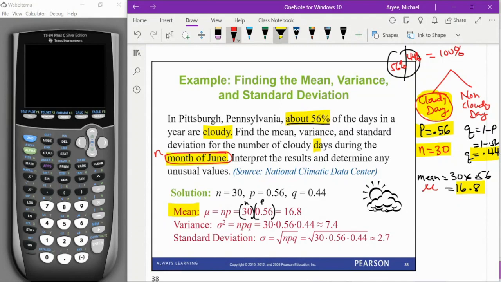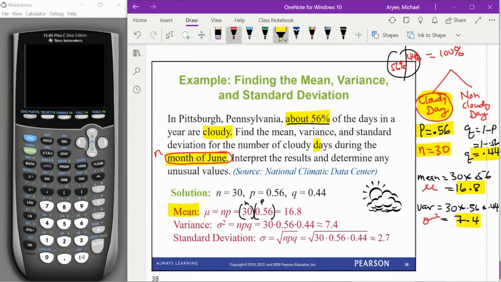Then the variance. So here the variance will be n times p times q, right? So variance is n 30, p 0.56, q 0.44. So that gives you 7.4. So the variance sigma squared is 7.4.